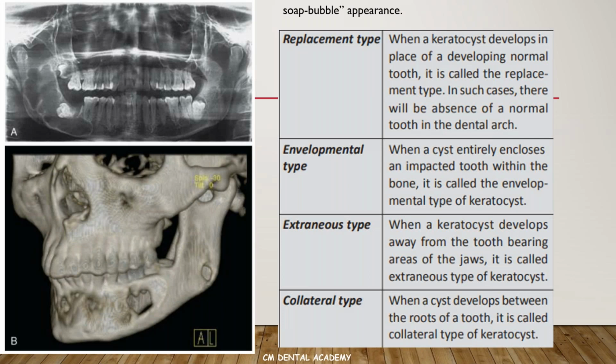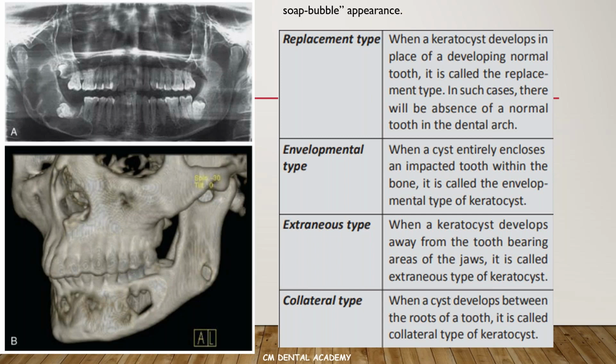So the characteristic appearance of odontogenic keratocyst, here in an orthopantomograph, we can make out a scalloped border of the lesion in the posterior mandibular region. And this is the computed tomographic picture of a mandible showing multiple cysts. Radiographically, odontogenic keratocyst presents four variants: a replacement type, envelopmental type, extraneous type, and collateral type.